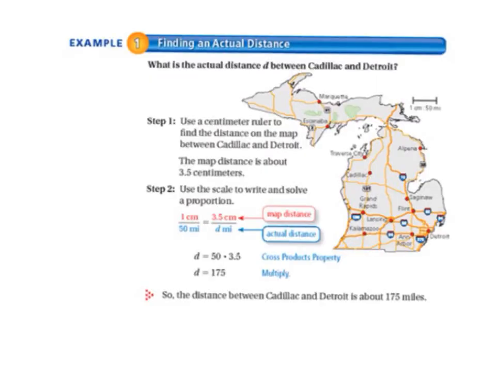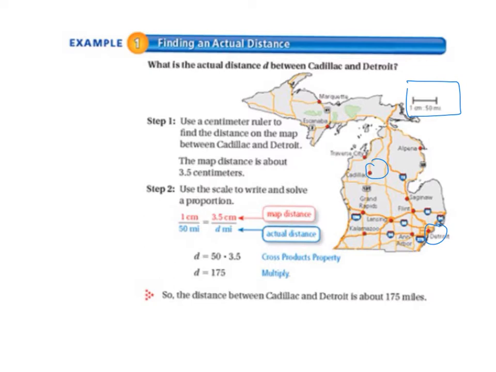Today we'll be starting on page 300, example 1, finding an actual distance. What is the actual distance between Cadillac and Detroit? So we need to first find those on the map. Here's Cadillac and here's Detroit. Step 1, use a centimeter ruler to find the distance on the map between Cadillac and Detroit. We're using centimeters because we can see that our map scale is in centimeters.